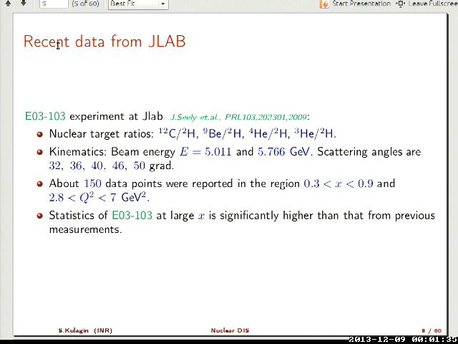I should also mention that recently there is data coming from JLab. So far, only the data on light nuclei have been published in the form of ratios. It covers the region of large x and has good statistics.